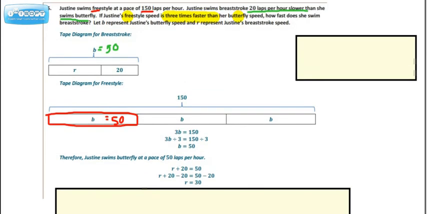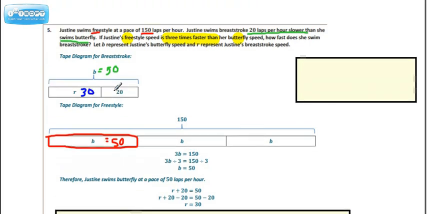So let's plug that in and look at it on the tape diagram to make sure it makes sense. So we believe that this number here is 30, and we know that she's 20 laps per hour slower for that stroke, so that makes sense.